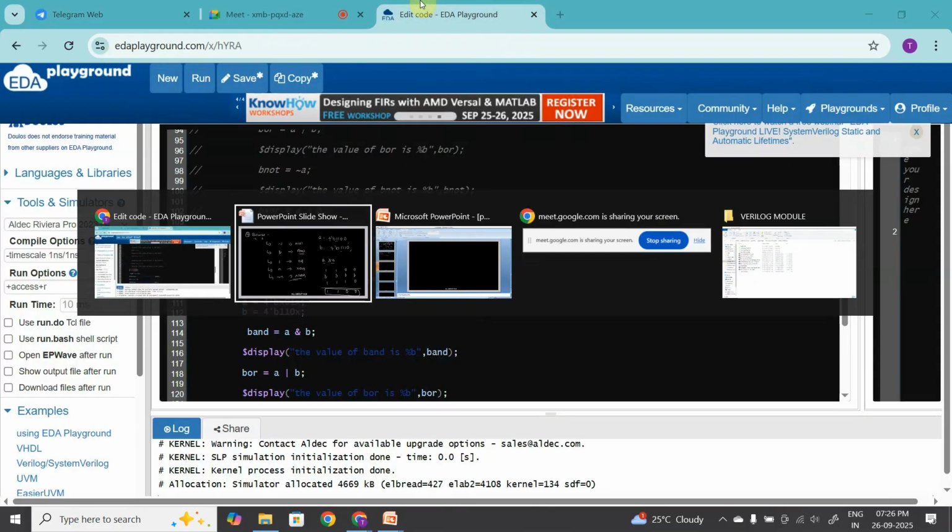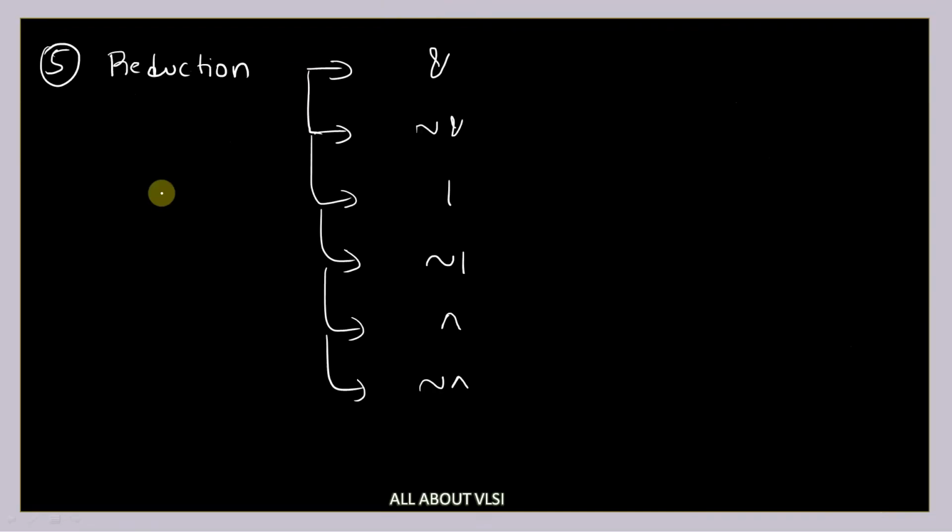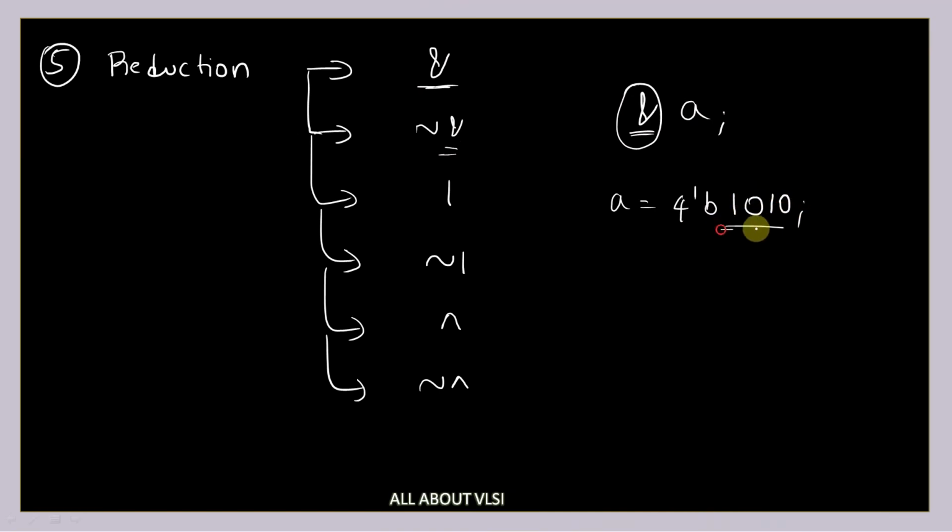So that was about your bitwise operators. Next, we have reduction operators. How reduction operators work is that you use only one operand. For example, this is the reduction AND operation. If you write a is equal to 4'b1010, then the AND operation will be performed on each and every bit and the resultant will be given.